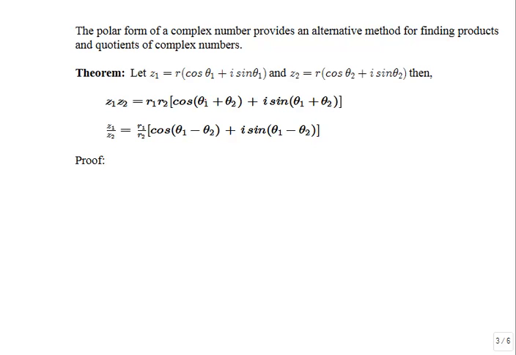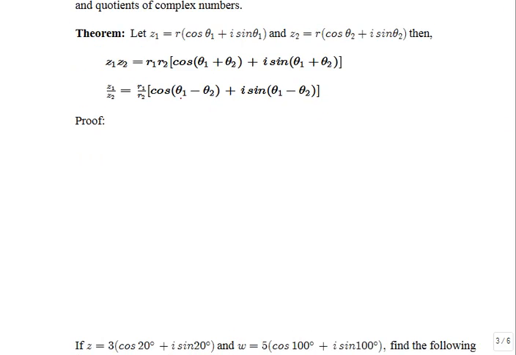Now we're just going to prove the product version of this, but the quotient part of the theorem would be proven in exactly the same way. So let's prove this theorem. What we're going to do is multiply z1 times z2. Now z1 is this r sub 1. This should have a sub 1 here, and this should have a sub 2, because those could be different r's.